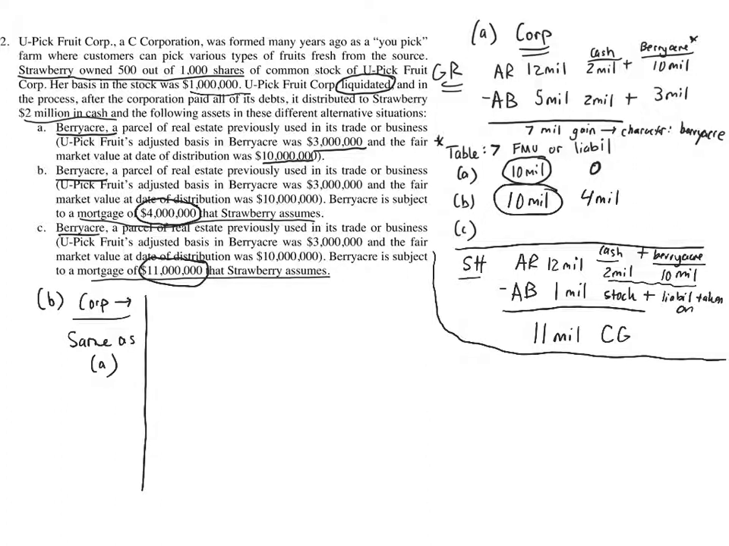Quick question for the corporation amount realized. Why is the $2 million included? Because that's what they paid out, $2 million. They're not receiving $2 million. You do it. It's for all property given up.